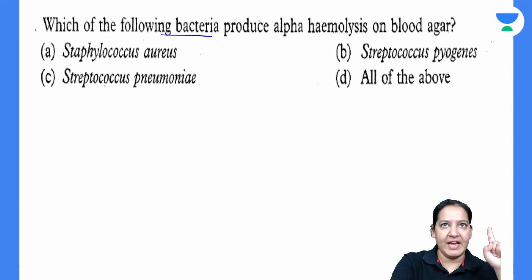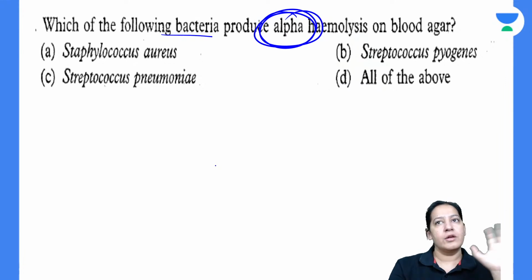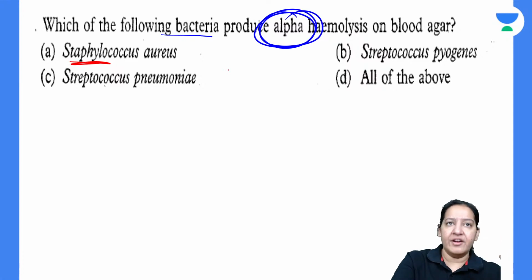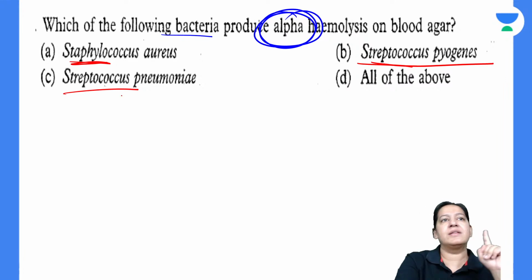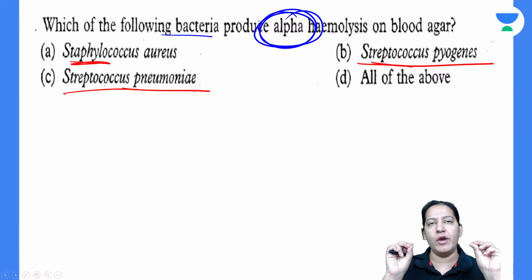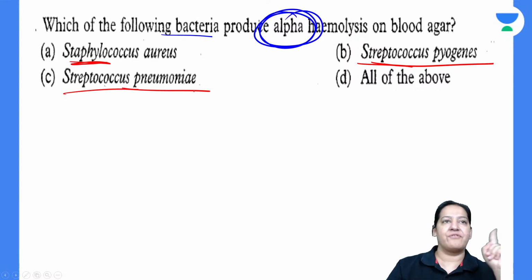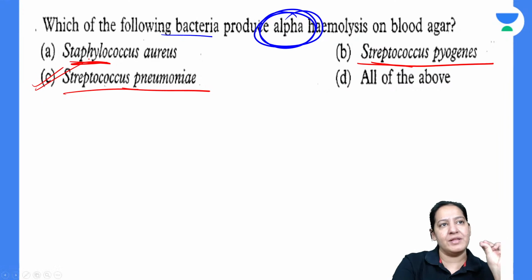Which of the following bacteria produce alpha hemolysis on blood agar? Now see the options. One of the options contains Staphylococcus and the remaining two options contain Streptococcus. This is Streptococcus pyogenes and this is Streptococcus pneumoniae. What would you say? The correct answer is C. It is shown by Streptococcus pneumoniae.